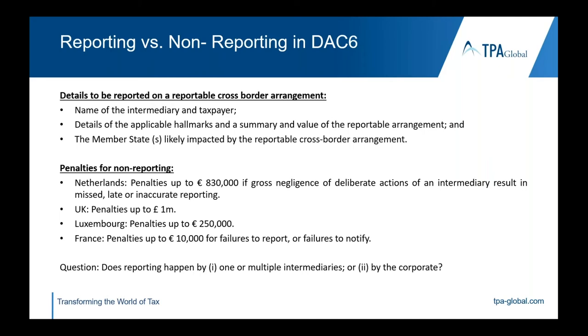And at the moment, different EU states have different penalties for non-reporting. At present, in the Netherlands, penalties can be as much as 830,000 euros if they find that there was gross negligence or deliberate actions of an intermediary which resulted in missed, late, or inaccurate reporting. So it puts quite a lot of pressure on the intermediaries to make the correct reporting. In the UK, penalties could be up to £1 million, and in Luxembourg, up to 250,000 euros of penalties can be imposed. And in France, again different, 10,000 euros of penalties for failure to report or failure to notify.